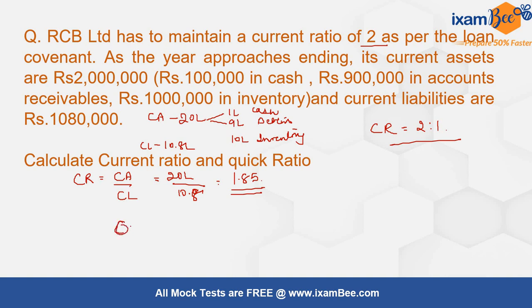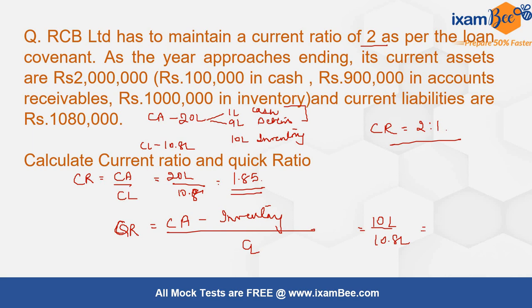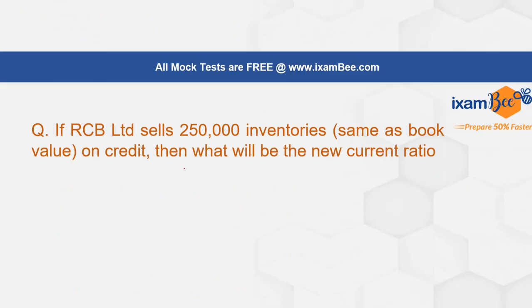And what about quick ratio? We know that quick ratio is current assets minus inventory minus any prepaid assets. So here the quick assets are debtors and cash, which is 10 lakhs upon current liabilities. So the answer would be 10 upon 10.8 lakhs, which will give you 0.9259. So 0.93 is the answer for quick ratio. That is, quick ratio is 0.93 times the current liabilities, right?